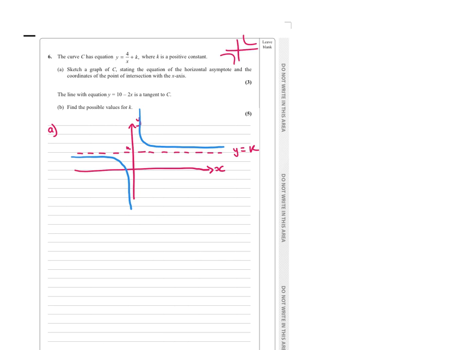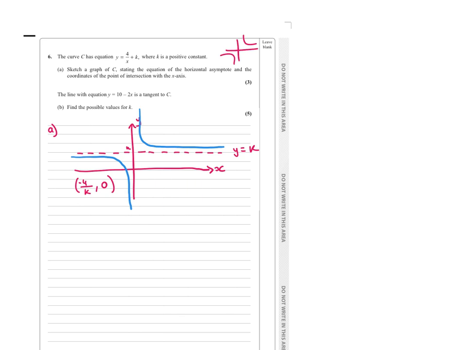And you can see here it crosses the x-axis. Okay, now this point here is minus 4 over k. So we also have minus 4 over k, 0. Okay, and if you're not sure how to work that out, you can substitute in the value y equals 0 into this equation and rearrange to find minus 4 over k, because this is when y equals 0 along this line here.